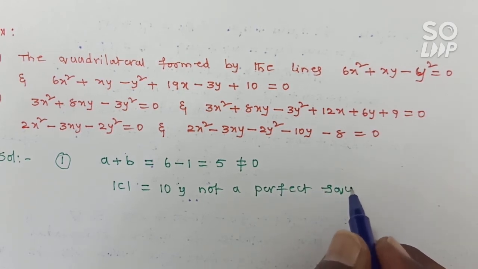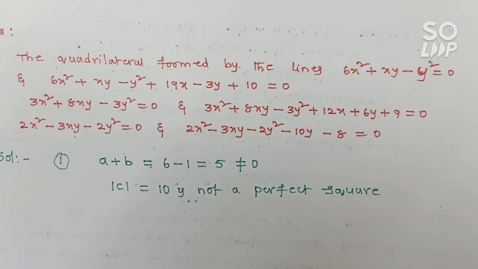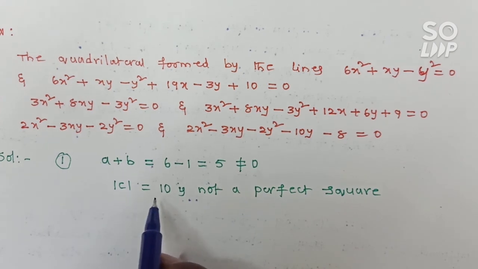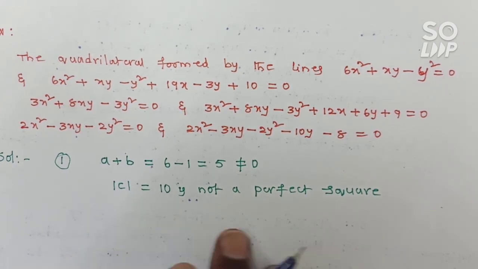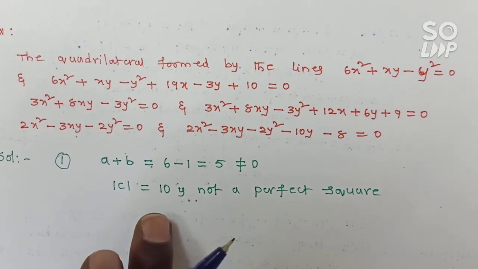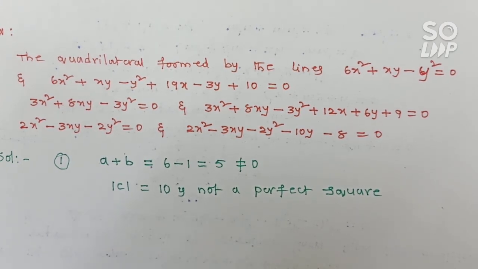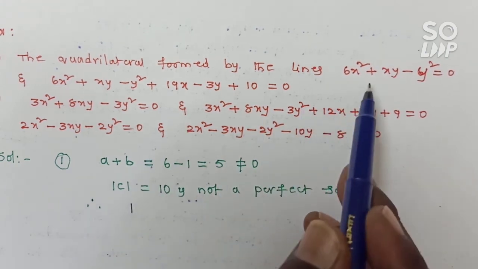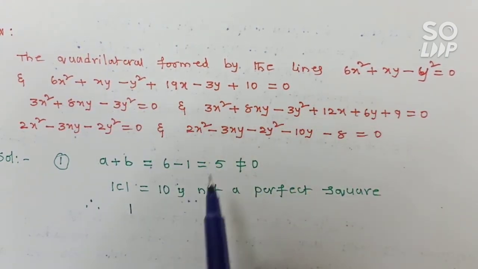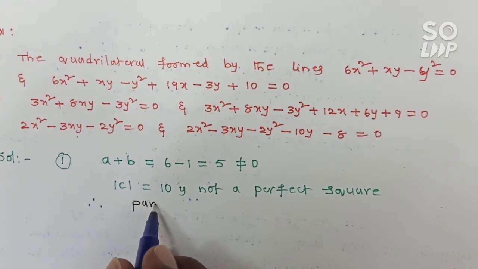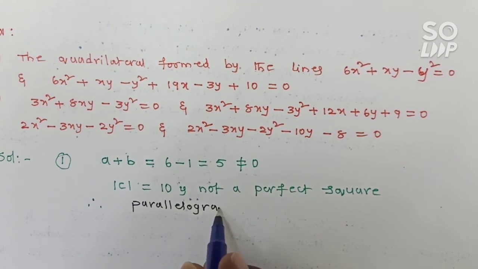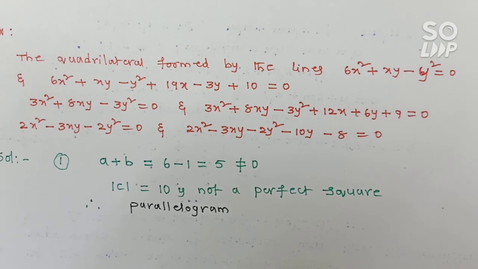So what do you say? If these two conditions are satisfied, modulus of c is 10, which is not a perfect square, so this is nothing but a parallelogram. Therefore the quadrilateral is a parallelogram. So this is the answer to the first question.